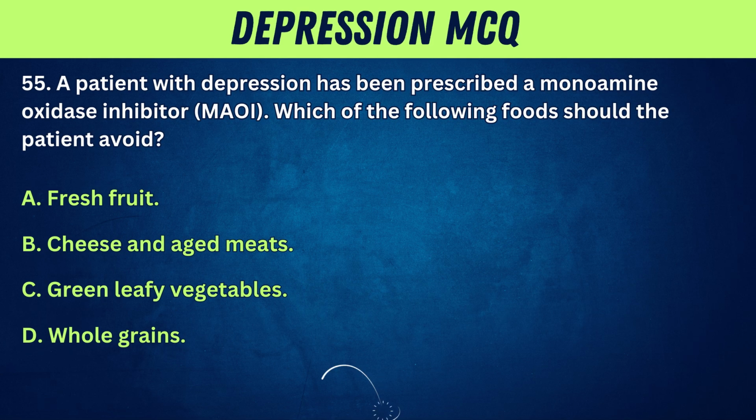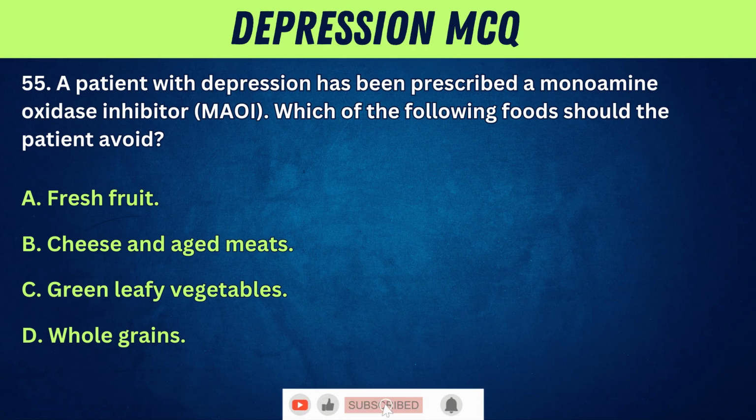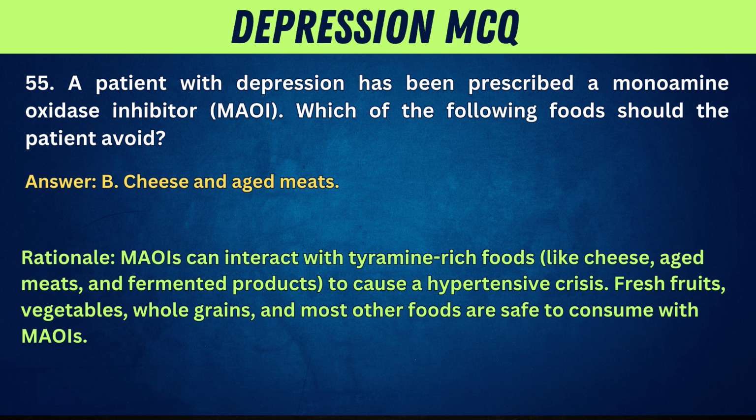55. A patient with depression has been prescribed a monoamine oxidase inhibitor, MAOI. Which of the following foods should the patient avoid? A. Fresh fruit. B. Cheese and aged meats. C. Green leafy vegetables. D. Whole grains. Answer: B. Cheese and aged meats. Rationale: MAOIs can interact with tyramine-rich foods like cheese, aged meats, and fermented products to cause a hypertensive crisis. Fresh fruits, vegetables, whole grains, and most other foods are safe to consume with MAOIs.